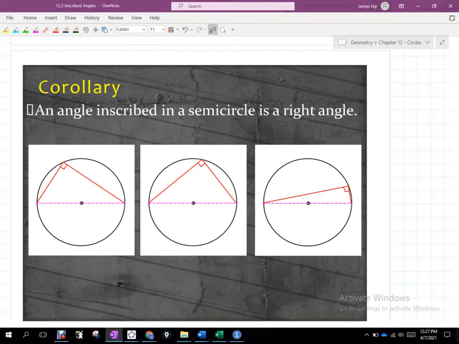Okay, so we have minor arcs, less than 180, and major arcs, greater than 180. So 180 is that threshold, so we give that a new name.